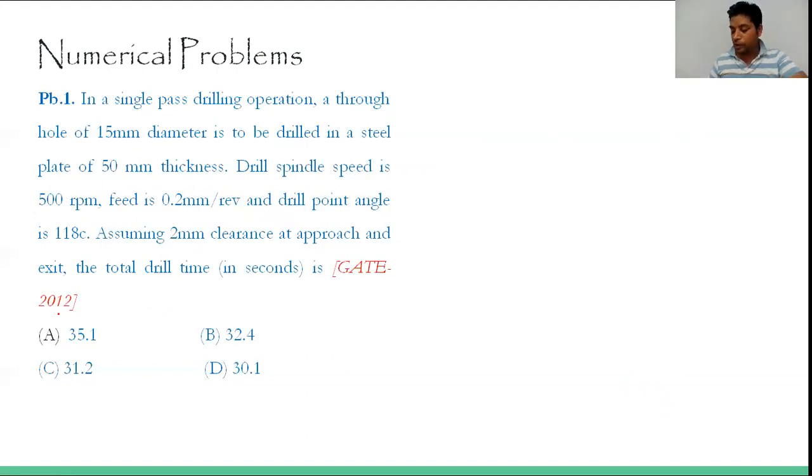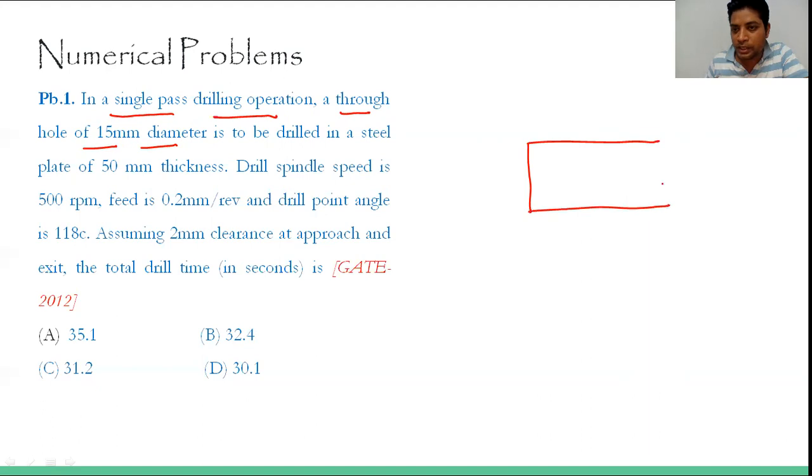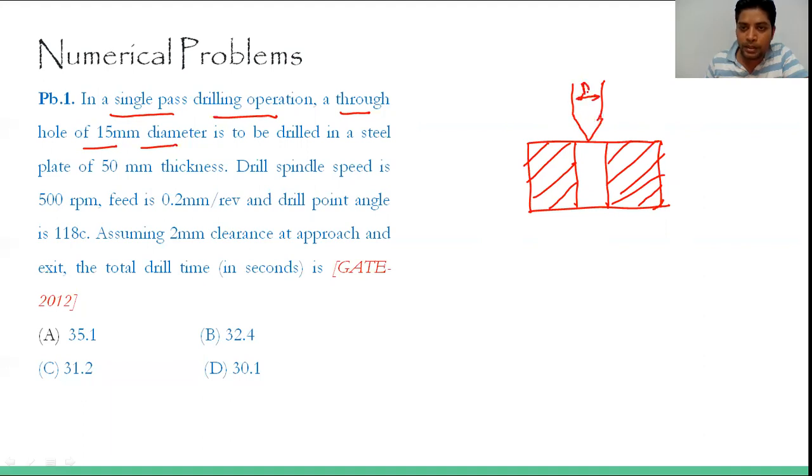So the first problem that we are going to discuss is: in a single pass drilling operation, a through hole of 15 mm diameter. Through hole means two things: first, that you have to remove the material through the complete thickness, also with the same diameter. Obviously, the diameter of the drill bit is the diameter you have to remove. So this diameter is capital D, and we are assuming that this is equal to 15 mm. The diameter is to be drilled in a steel plate of 50 mm thickness.